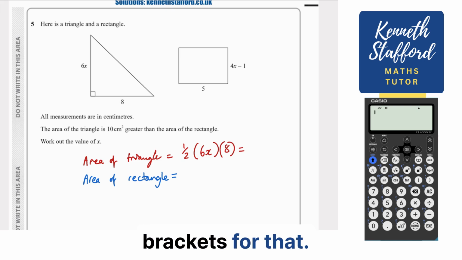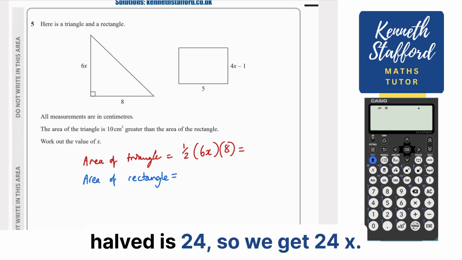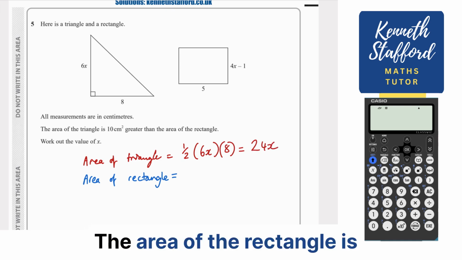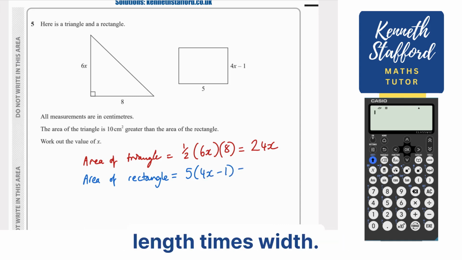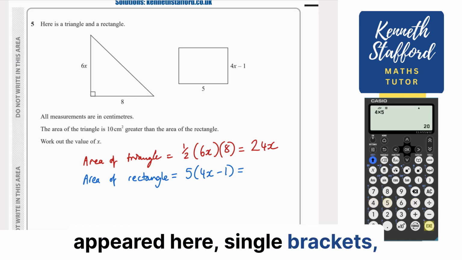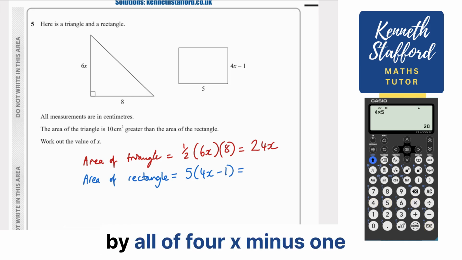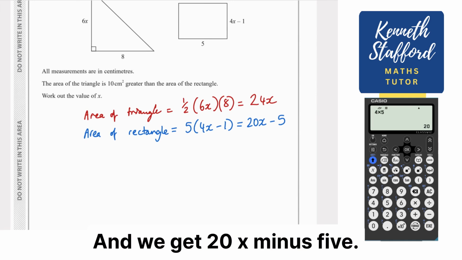I'm just going to use brackets for that. 6 times 8 is 48. Halved is 24, so we get 24x. The area of the rectangle is 5 times 4x minus 1, length times width. You can see some brackets have appeared here, single brackets, because we've got to times 5 by all of 4x minus 1. And we get 20x minus 5.